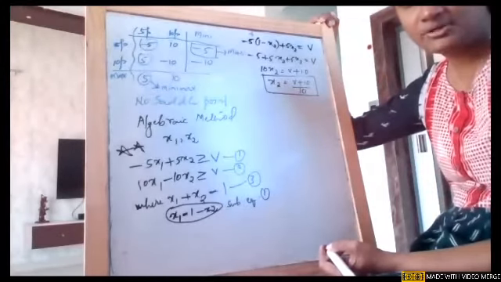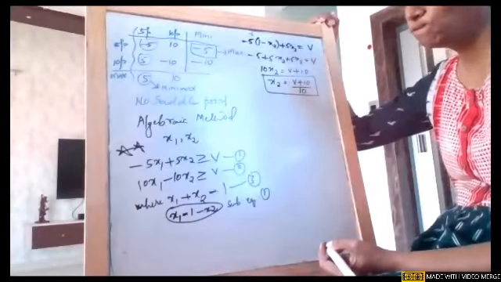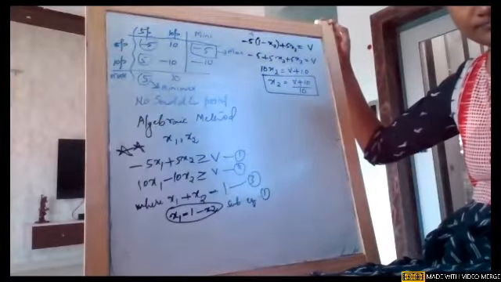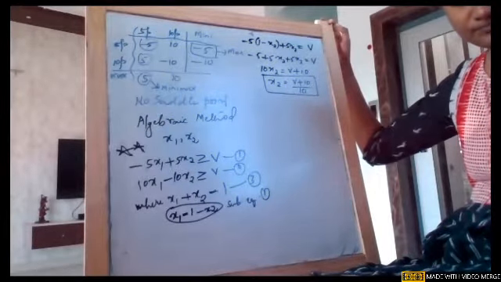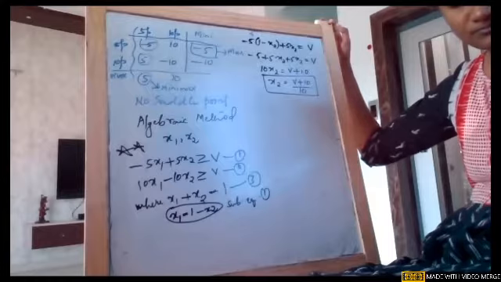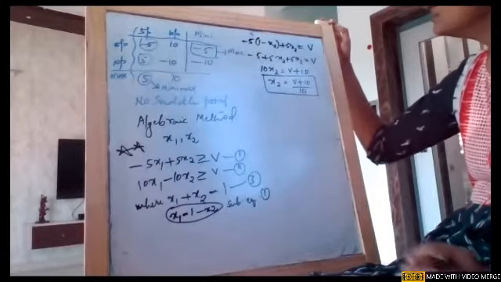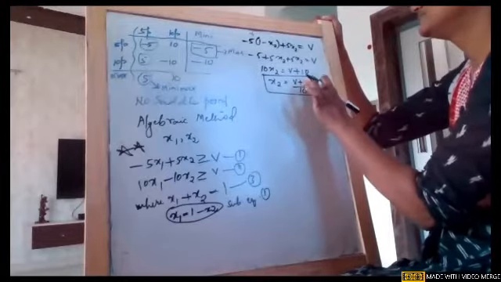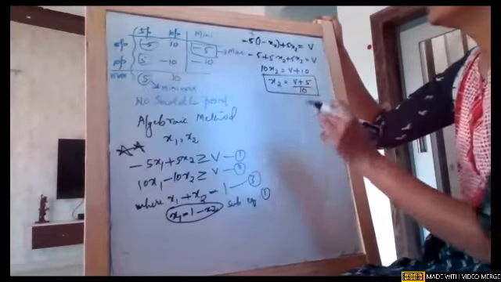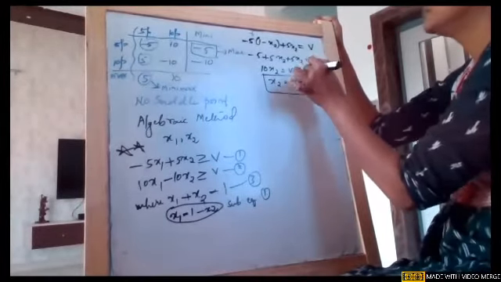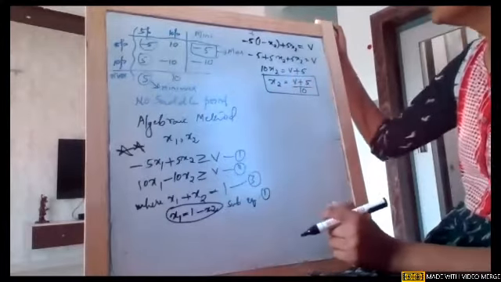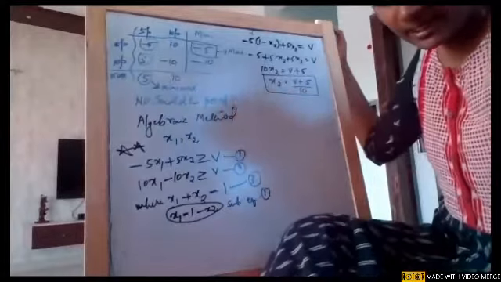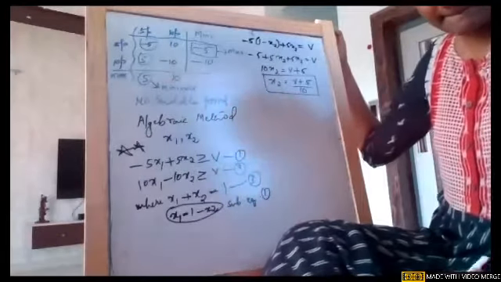Are you clear? Any doubt in this? Ma'am, it's v plus 5, no? Okay, v plus 5 divided by 3. Okay, fine. Now I'm just checking.